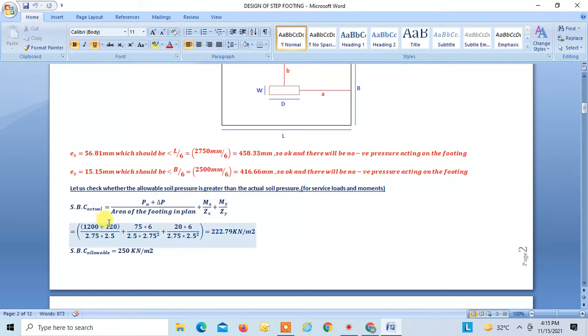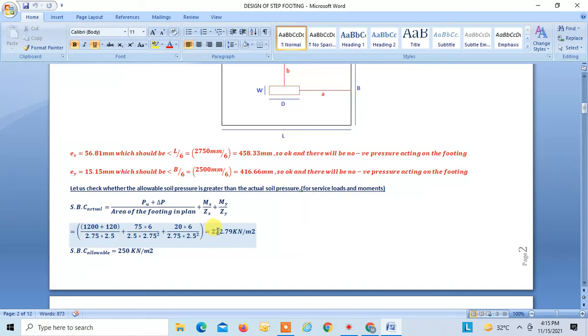Okay, and say if you have only axial load acting on the column or acting on the footing, then you have to take only this much formula, right? But in our case we have both Mx and My. So these are the service loads and service moments. These are the area, this is Zx, this is Zy.